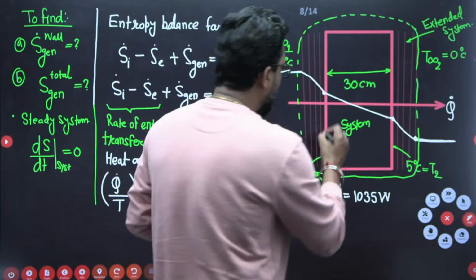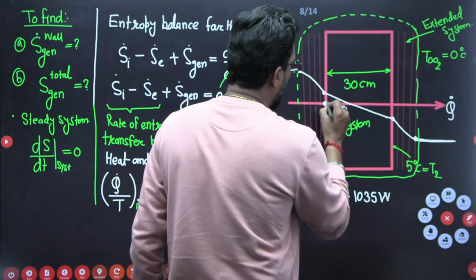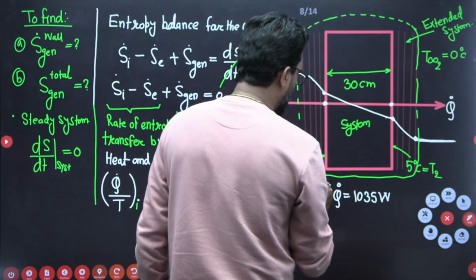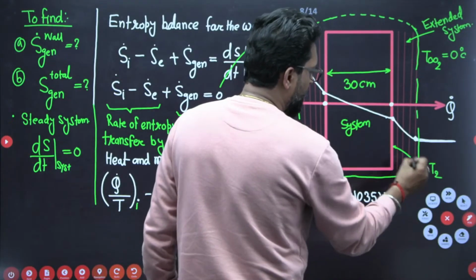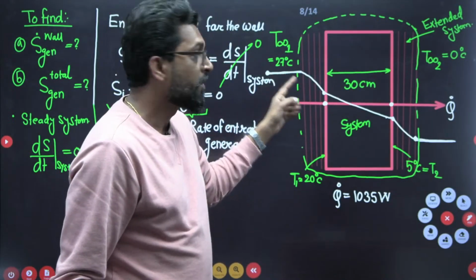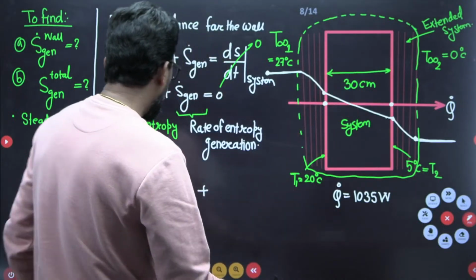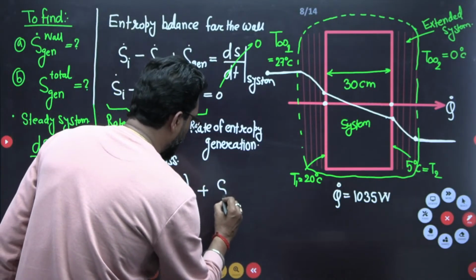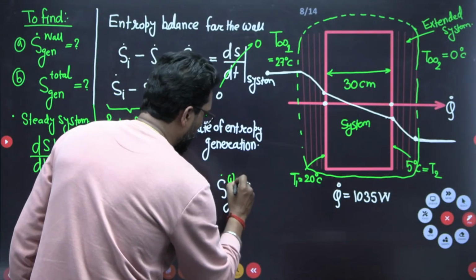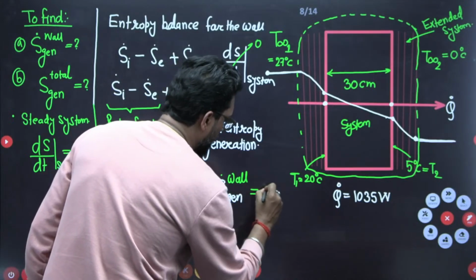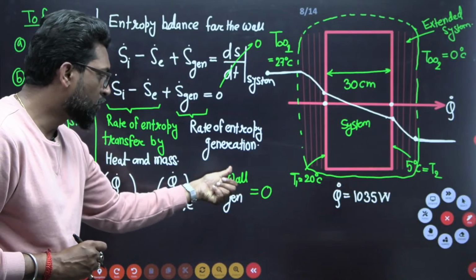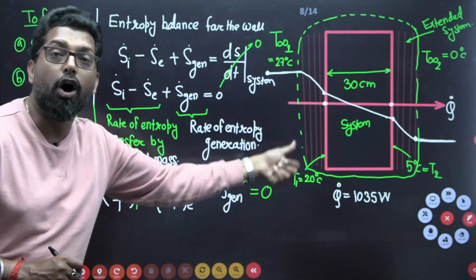So this heat will enter at this point, let's suppose, and this point is exit. At this point, what is the temperature? 20 degrees. At this point, what is the temperature? 5 degrees. We cannot put 0 degrees and 27 degrees. Mind it. Why? Because this is our system. This is our wall. So if this is our wall, we have to find indirectly the entropy generation of the wall, which is equal to 0.